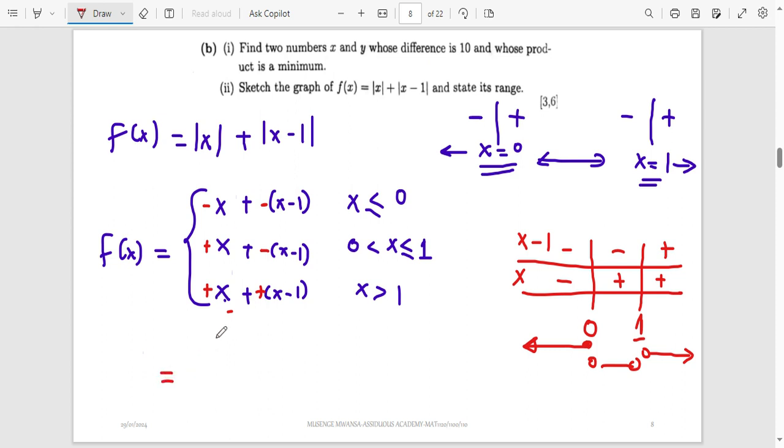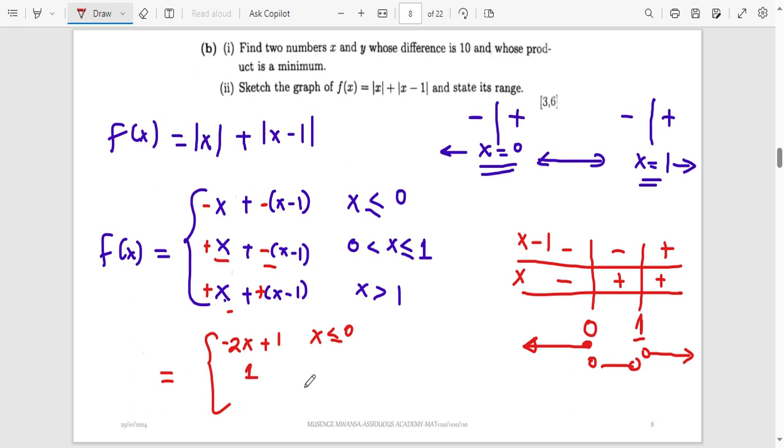So this is what we just want to simplify. If I distribute the negative, it's going to be negative x minus x plus 1, because this negative times x, negative times negative 1, positive 1. So negative x minus x, that will be negative 2x, and then plus 1. This is for x is less than or equal to 0. And then if I distribute the negative here, it will be negative x plus 1. Positive x, which is here, minus x, it will be 0. Negative x times negative 1, that will be positive 1.